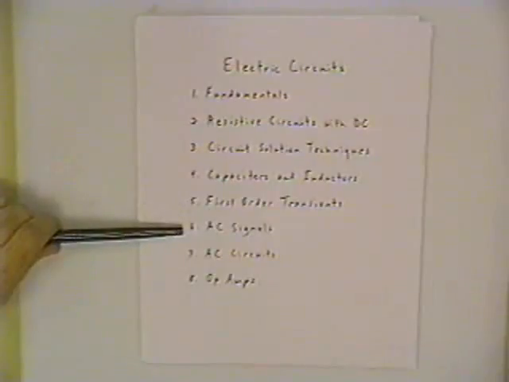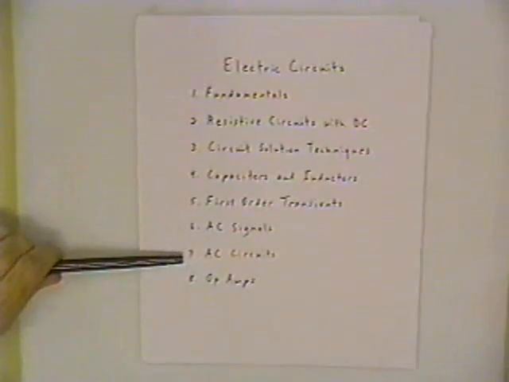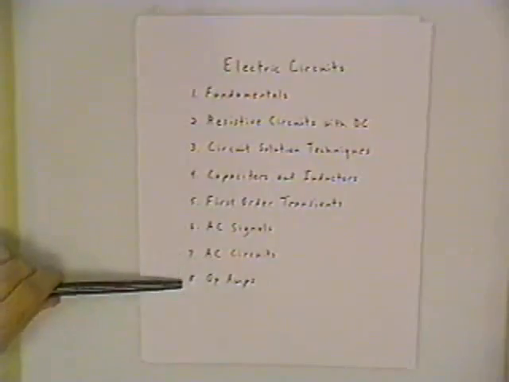We'll move on to AC signals, just a general overview of the terminology of AC waveforms, and then how AC signals appear in circuit analysis problems. We'll handle those with the theory of phasors, and that's going to require a brief review of complex algebra. Finally, last topic will be operational amplifiers that have both DC and AC applications.